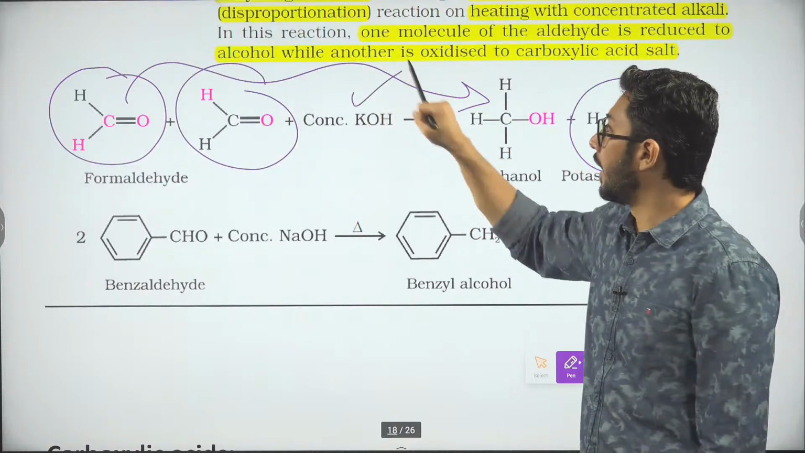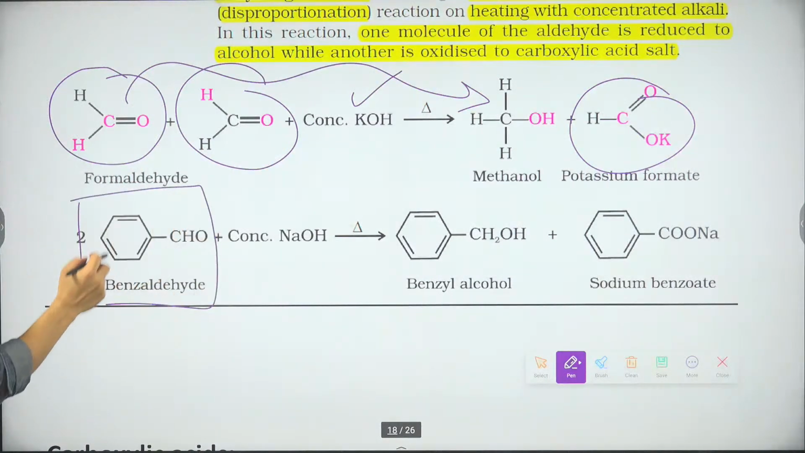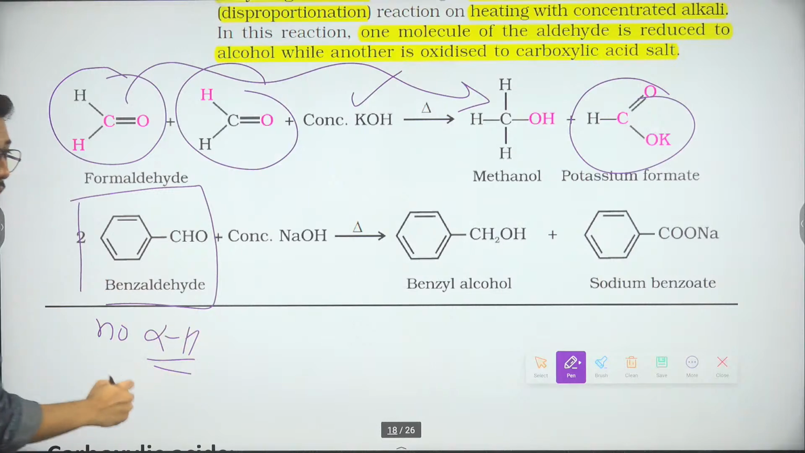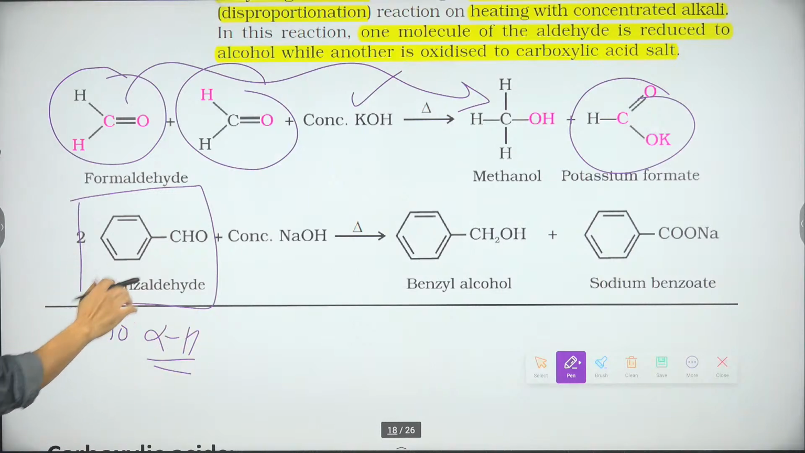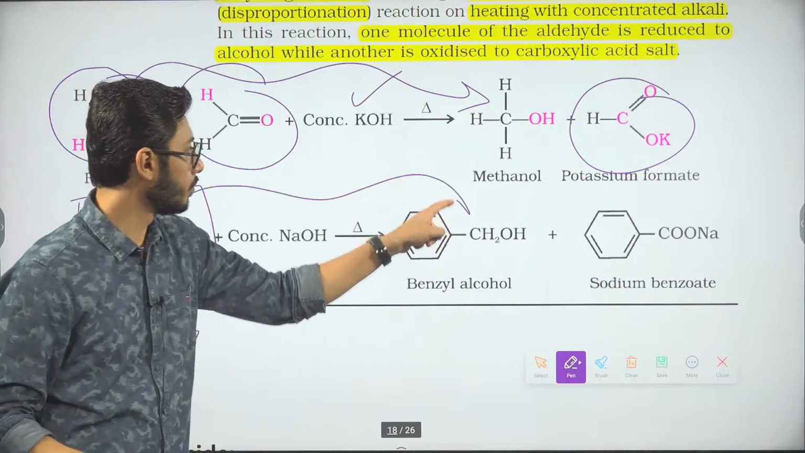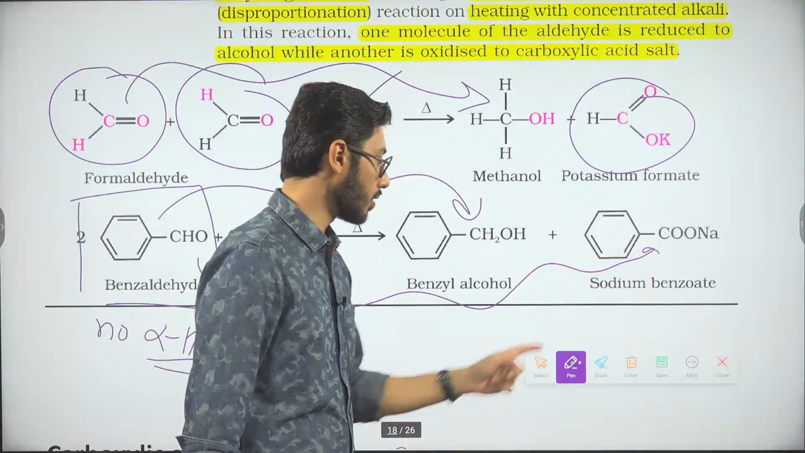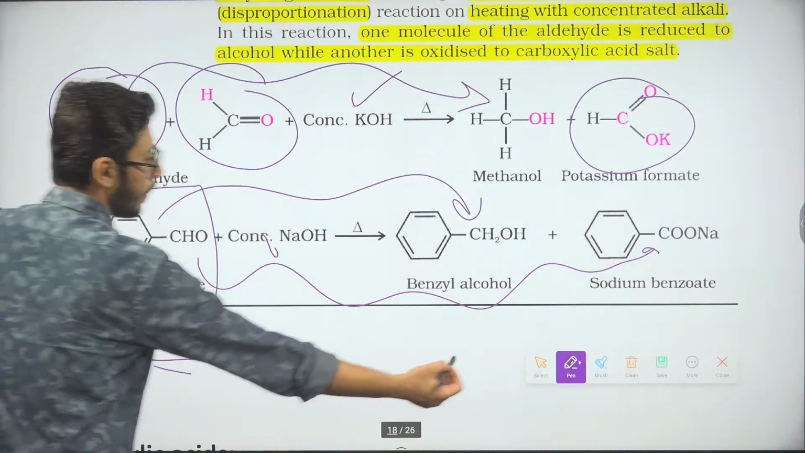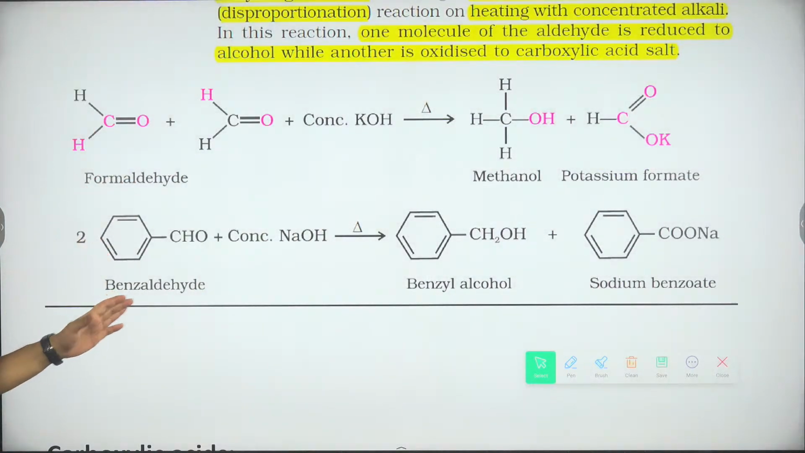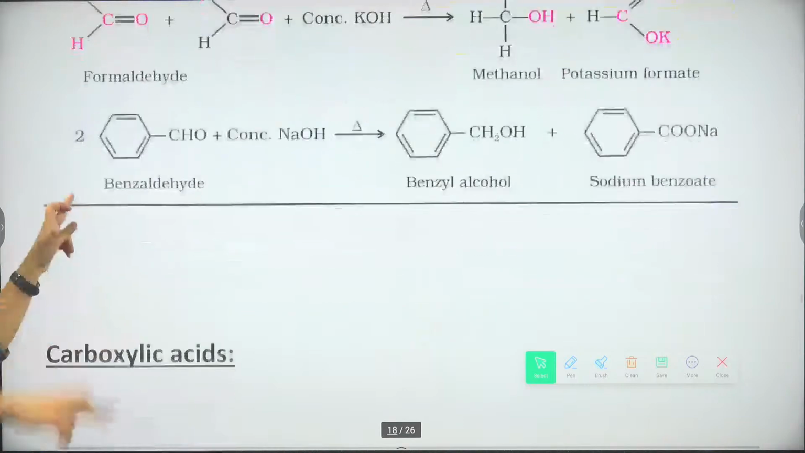Why salt? Alkaline medium. Similarly, other example, benzaldehyde. Benzaldehyde is also aldehyde. It has no alpha hydrogen. Alpha hydrogen is not there. It means in alkaline medium, which reaction? Cannizzaro. Hence, 1 molecule will be reduced to primary alcohol, other will be oxidized to salt of carboxylic acid, which is sodium benzoate. So at least solve Cannizzaro reaction also, because it is easy to identify aldehydes that do not have alpha hydrogen. They undergo disproportionation reaction.